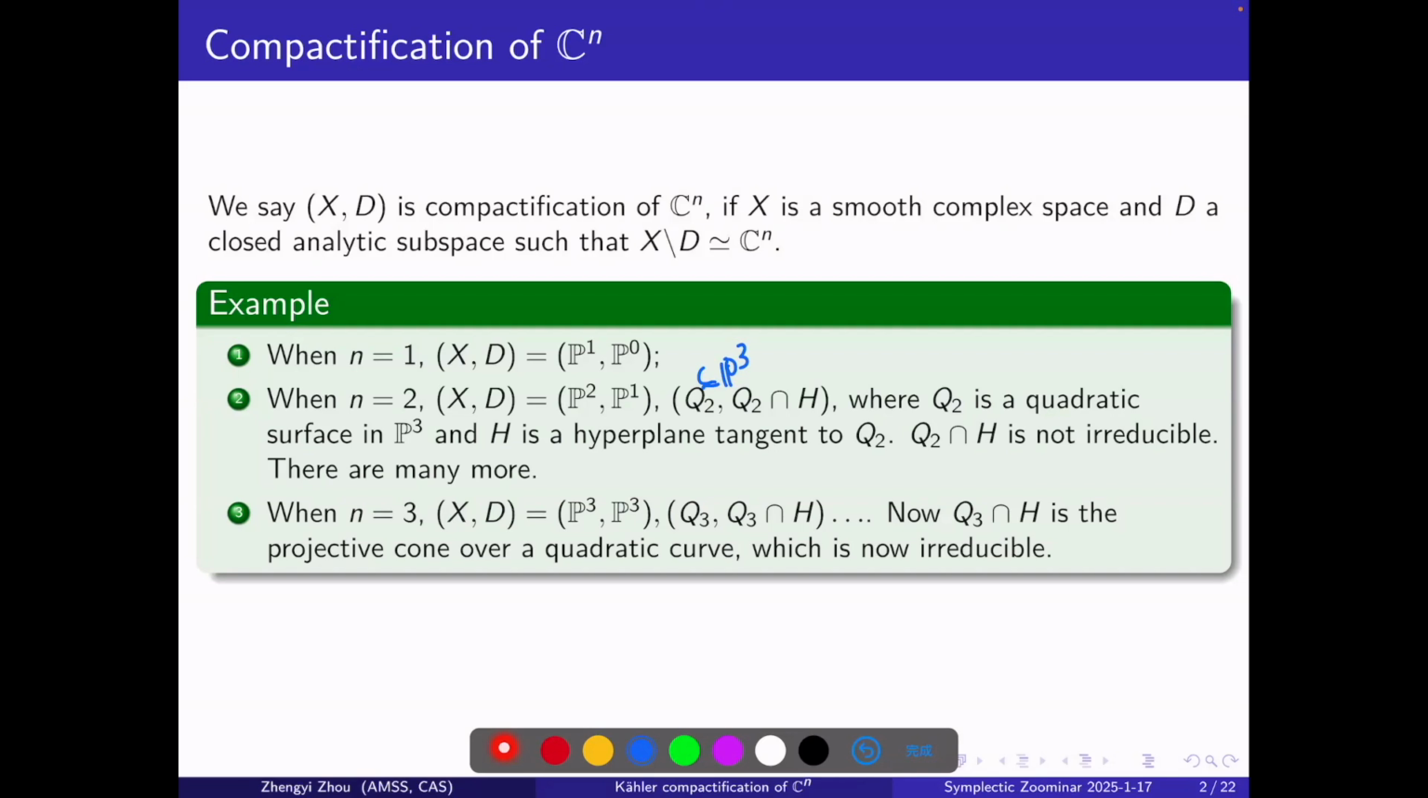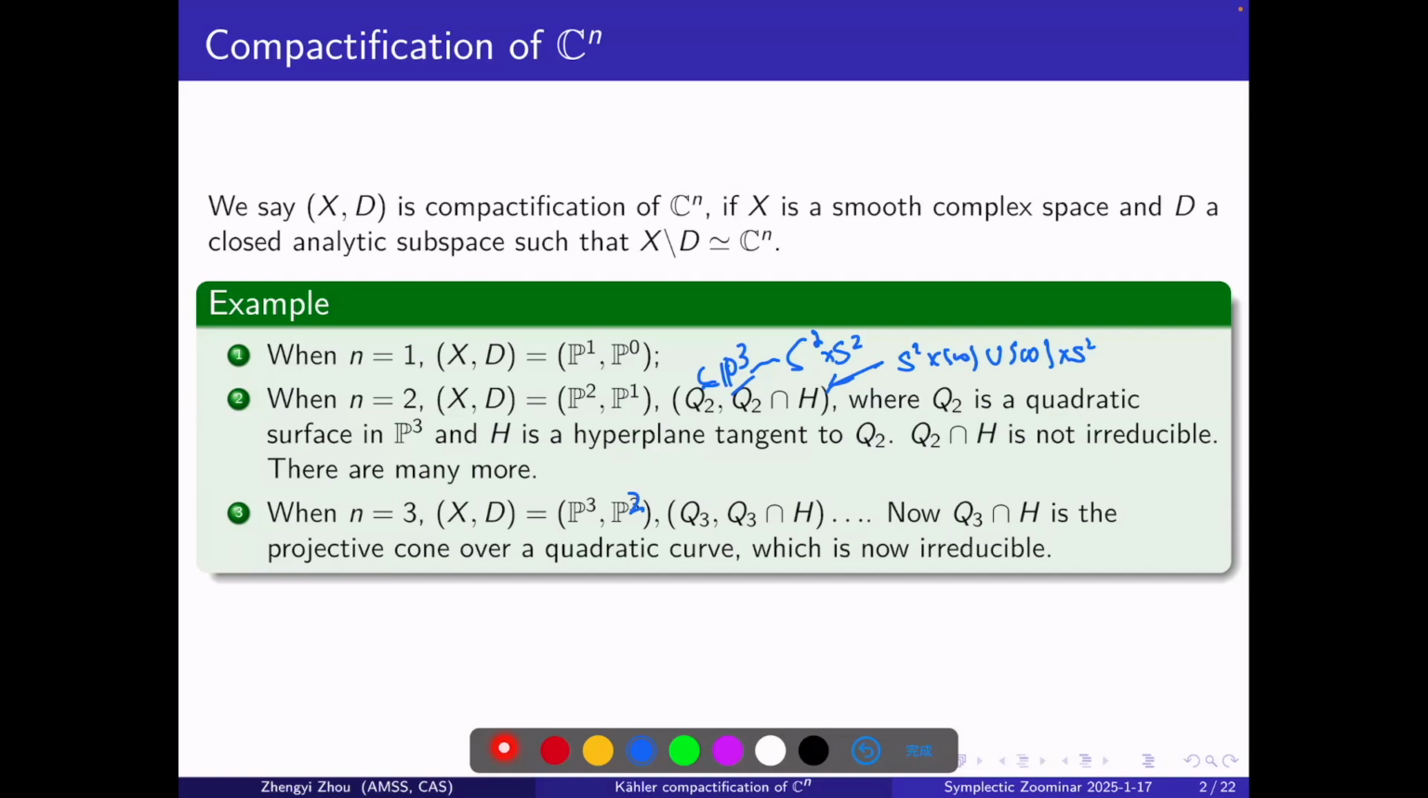In fact, this Q2 is diffeomorphic to S2 times S2, and this divisor is S2 times infinity union infinity times S2. And you do see the complement is just C2. And this family of examples will persist in all higher dimensions. So in higher dimensions, you have this standard pair, which is Pn and Pn minus 1.